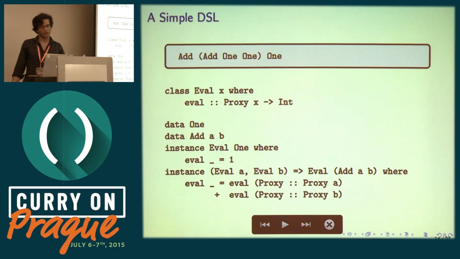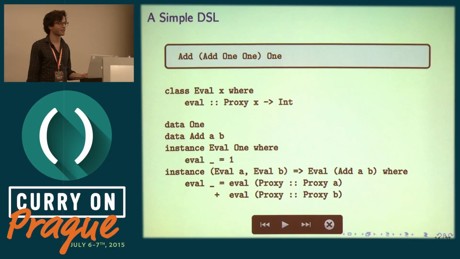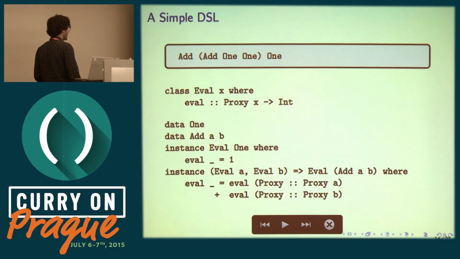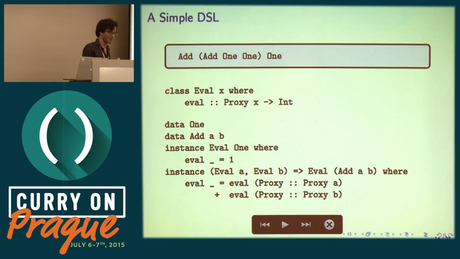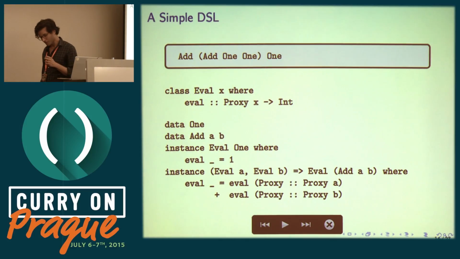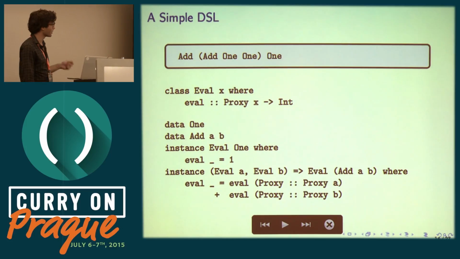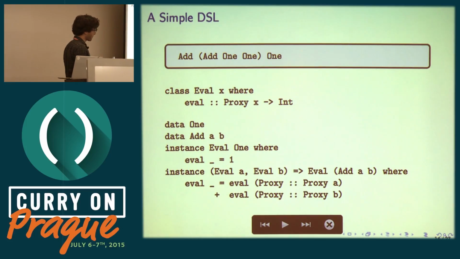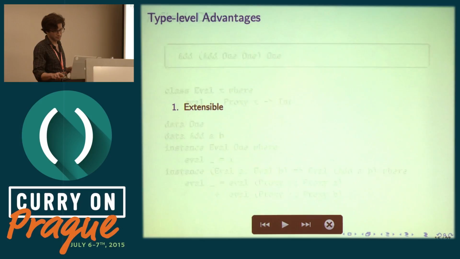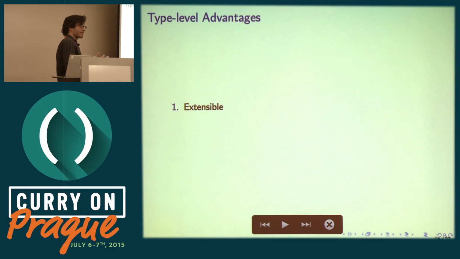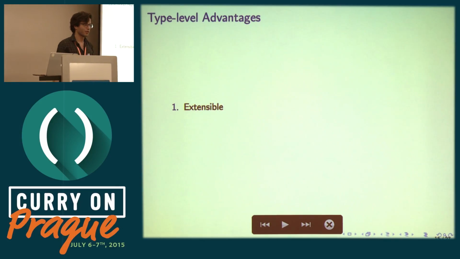And you might think, whoa, cool, but this is just a parlor trick. But it really isn't. There are two big advantages to doing this at the type level. One is that it's extensible. It's extensible along two axes.